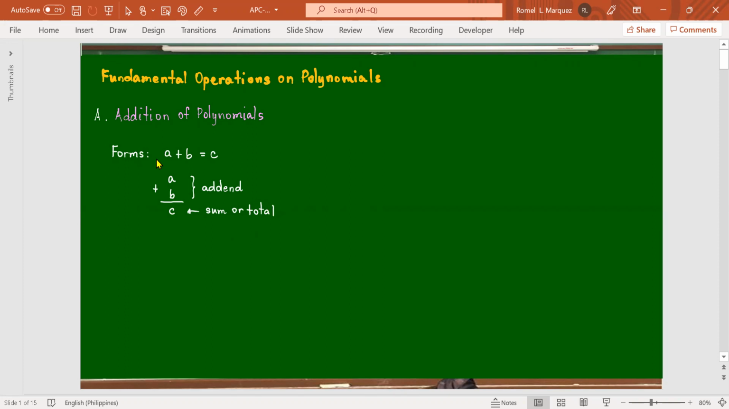So, when adding polynomials, all you have to do is to combine those that are similar terms. Okay? And then, of course, you have to follow the rules on how to add signed numbers, no? Because these are what we're going to use in combining similar terms by addition. Okay? So, let us have particular examples.